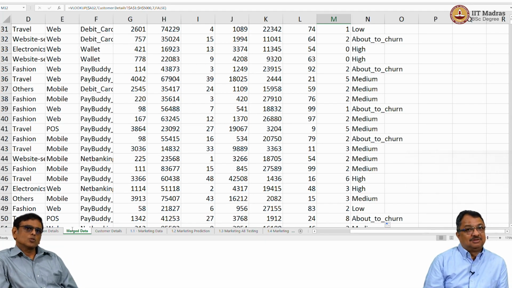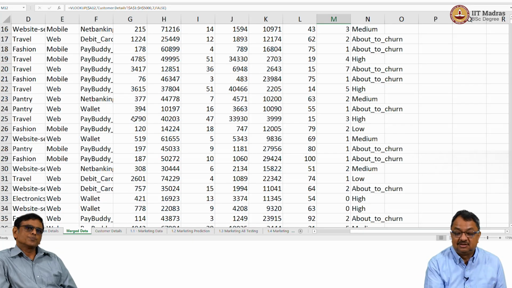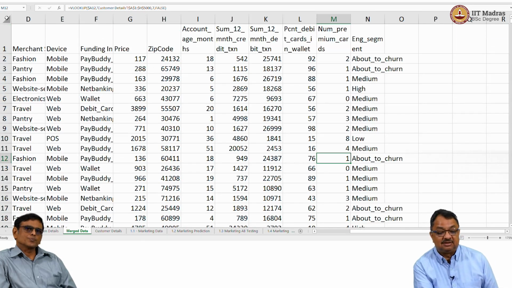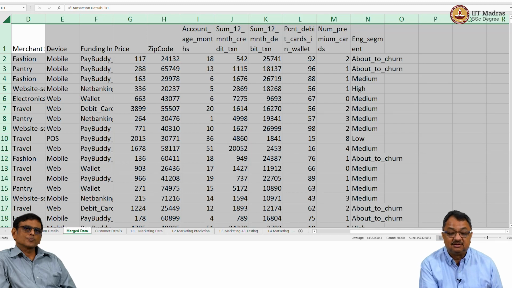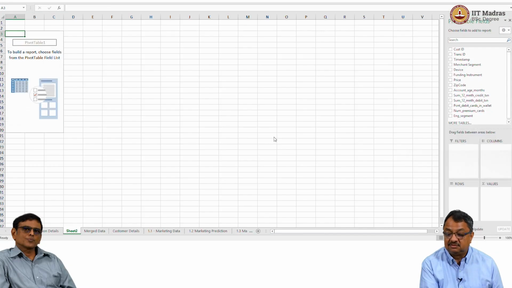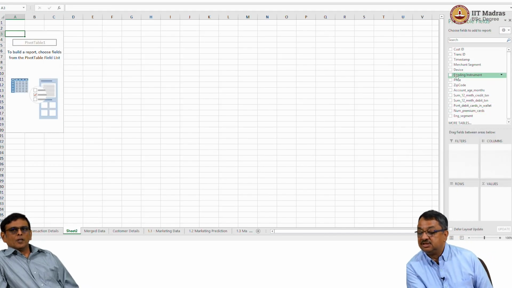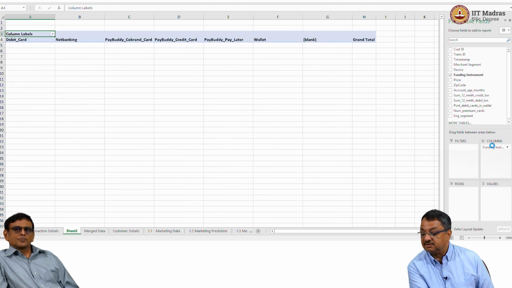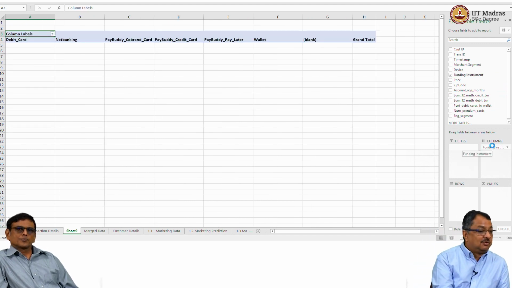Let's try and do something even more interesting. So for a given instrument, let's just select this whole thing and insert a pivot table. What we'll say is, for a given funding instrument, what is the minimum account age and what is the maximum account age?